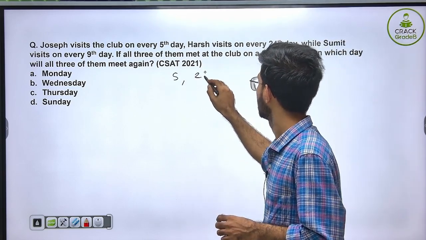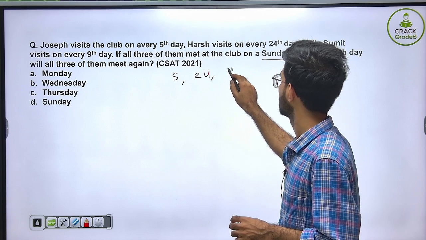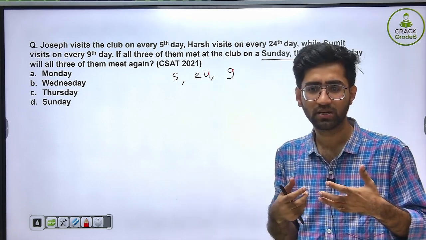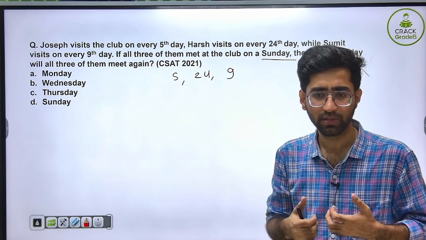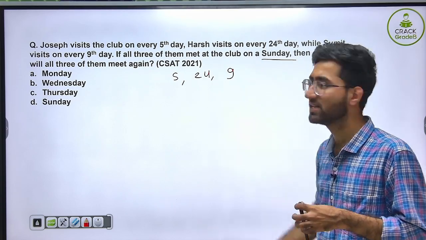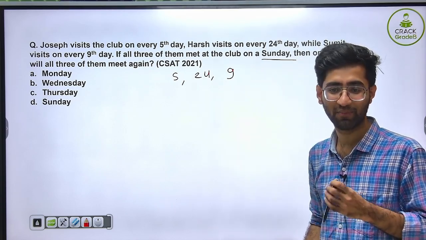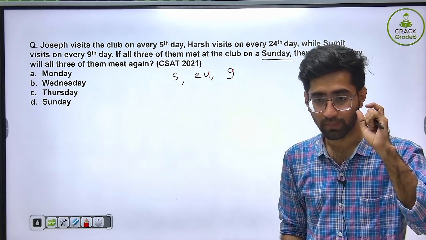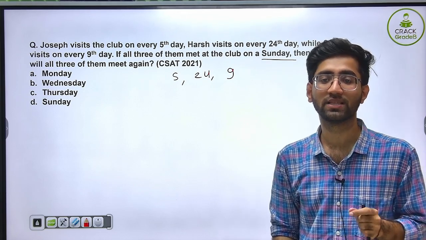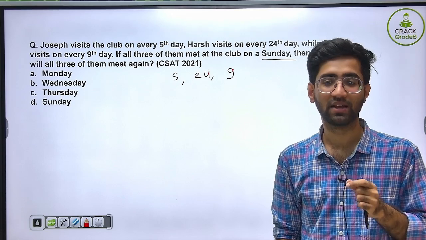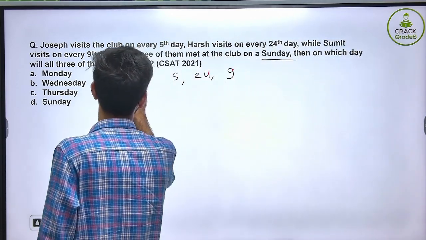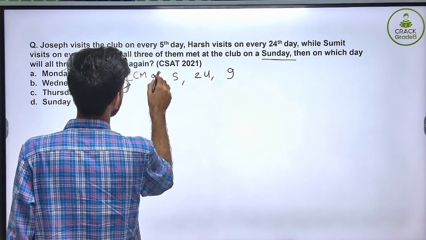Harsh visits on the 24th day and Sumit visits on the 9th day. Suppose the question is, after how many days will they meet again in the club? Try to recall that question related to bells: when will the bells ring together? Basically we have to find the LCM of 5, 24 and 9.